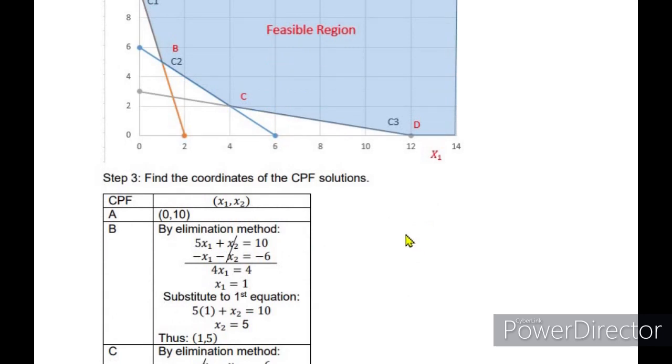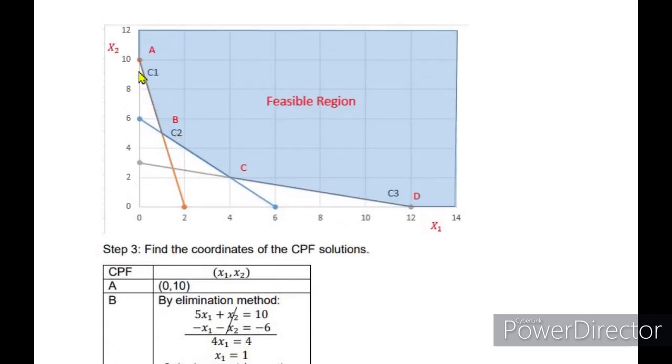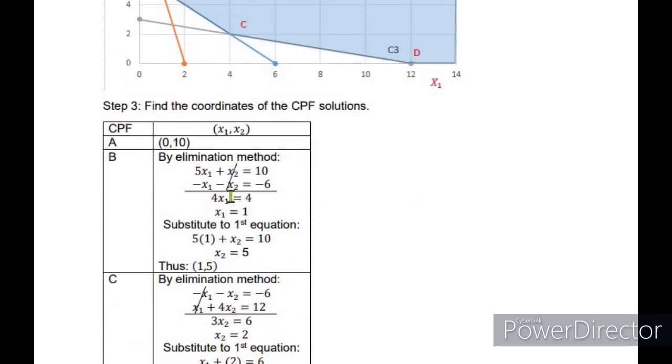So now finding the coordinates of the CPF solutions. For point A here, you got 0 for x sub 1 and 10 for x sub 2. And for point B here, it's through elimination method between the constraint 1 and the constraint 2. So you notice that this is the constraint 1 and this is the constraint 2.